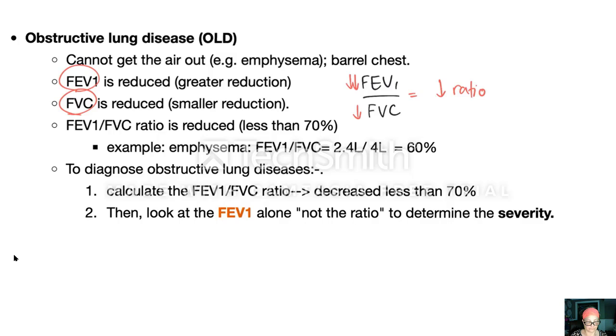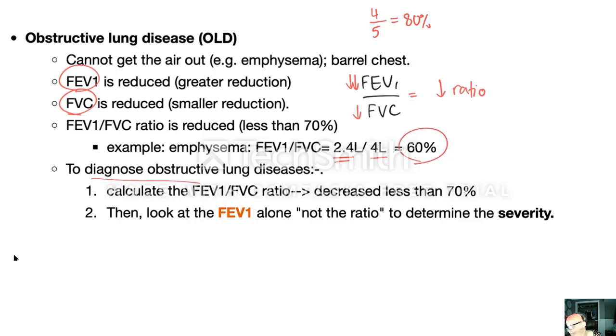So instead of the FEV1 being 80% of the FVC, now it's about 60% or 50% or 30% because I couldn't get air out during the first second. So if the normal ratio FEV1 to FVC was 4 liters over 5 liters equals 80%, in cases of obstructive lung disease, it's about 2.4 liters over 4 liters, which happens to be 60%, or less, could be less.